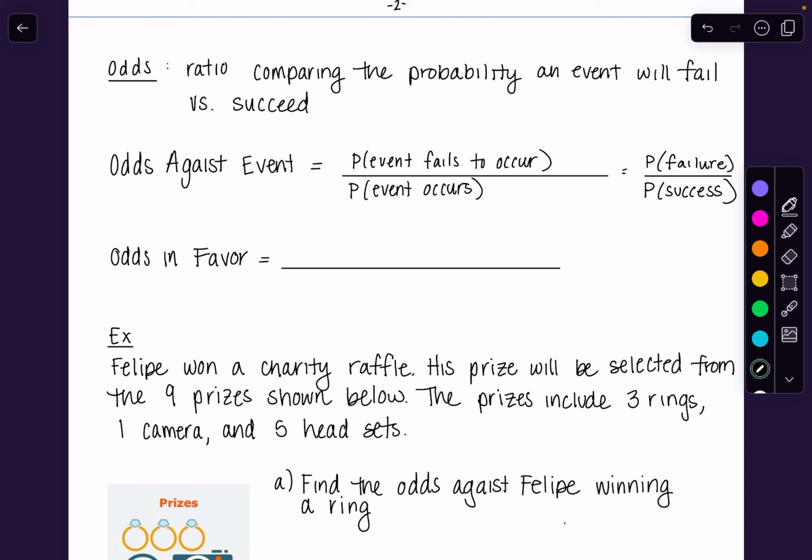When you calculate odds in favor, you really don't have any extra work that you have to do. It just determines which one comes first. So here, this is going to be the probability the event occurs in the numerator divided by the probability the event fails to occur. So it's really success first, followed by failure.